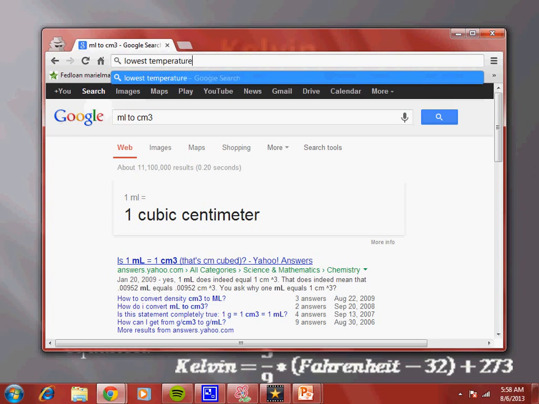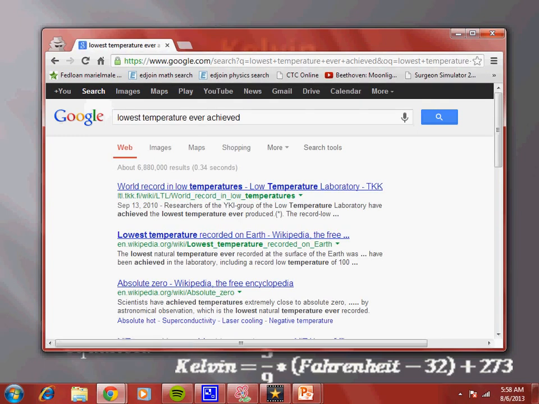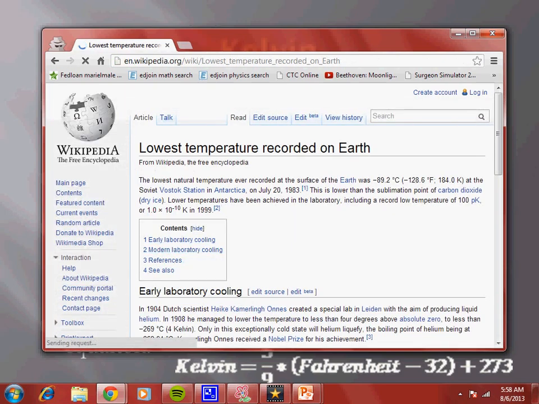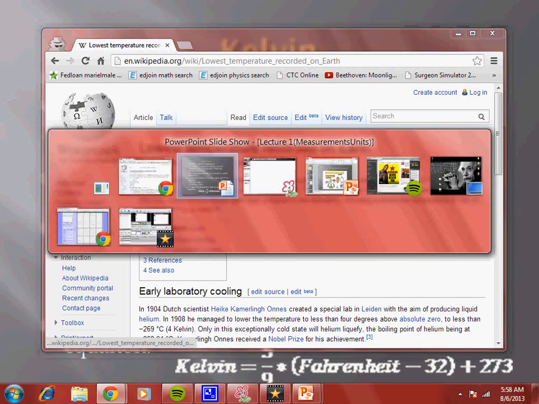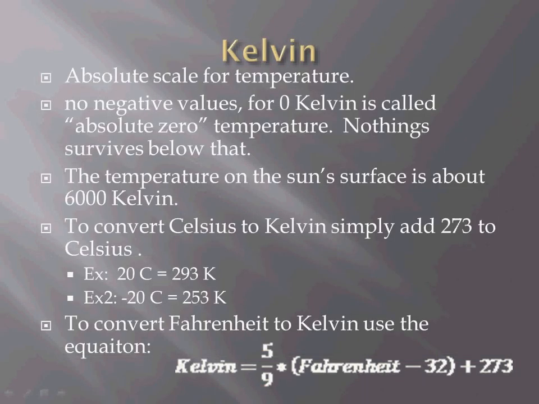They were able to get to really low temperatures, but how did they do that? I read an article about that the other day. Lowest temperature ever achieved. You can Google that, and then lowest temperature recorded on Earth. I like how they said on Earth. They have the same way of thinking. Wow, we got really close. We got to 1 times 10 to the negative 10 Kelvin. Anyways, go back to the presentation.